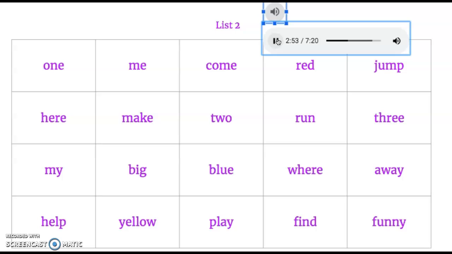The next word is run. Run. The letters in this word all say their normal sounds. Run. A sentence we could use is, I like to run fast.